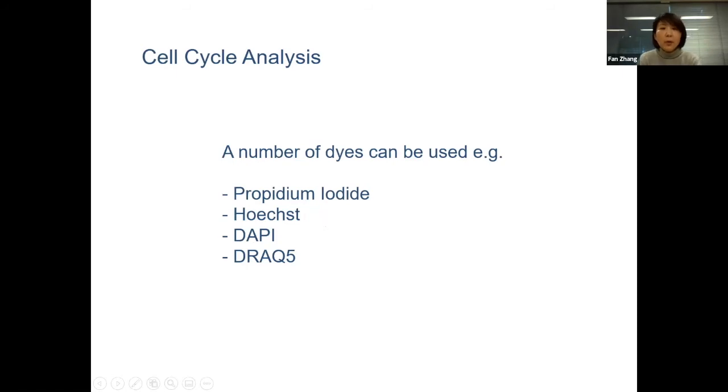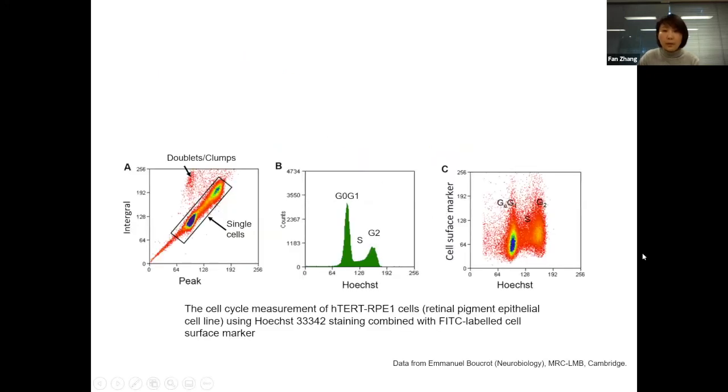There are a number of DNA binding dyes that can be used to study the cell cycle. This is an example to show the cell cycle in a retinal pigment epithelial cell line. The cells are stained with Hoechst. The Hoechst fluorescent intensity reveals a cell cycle profile. As we can see clearly, the G1 phase, S phase, and the G2 phase. In this study, a cell surface protein was also investigated in the cell cycle.